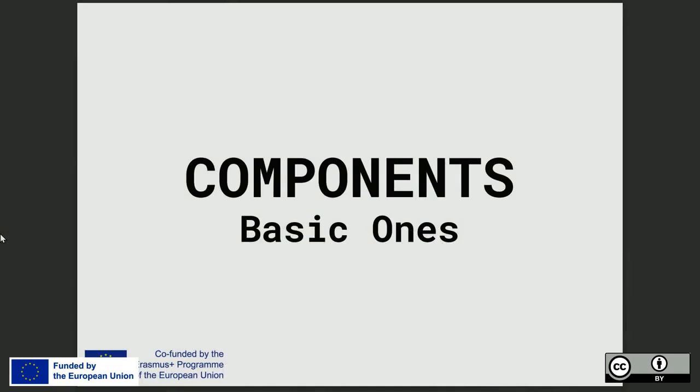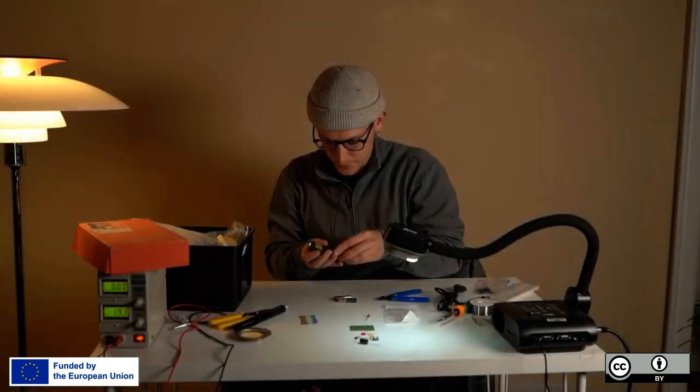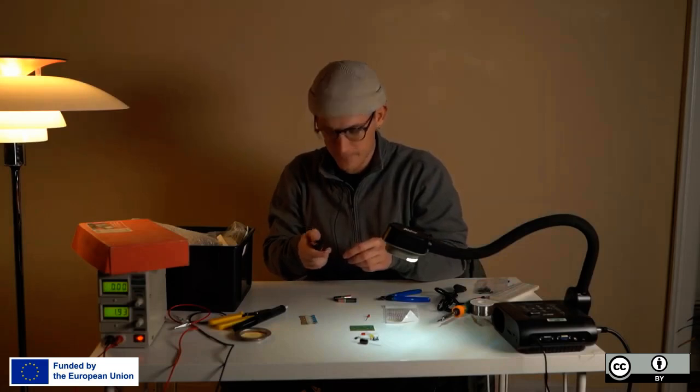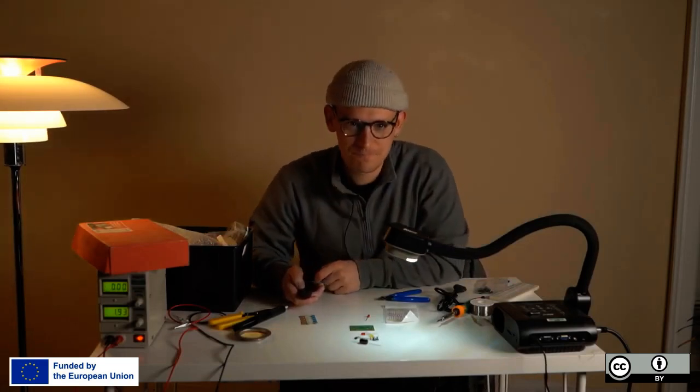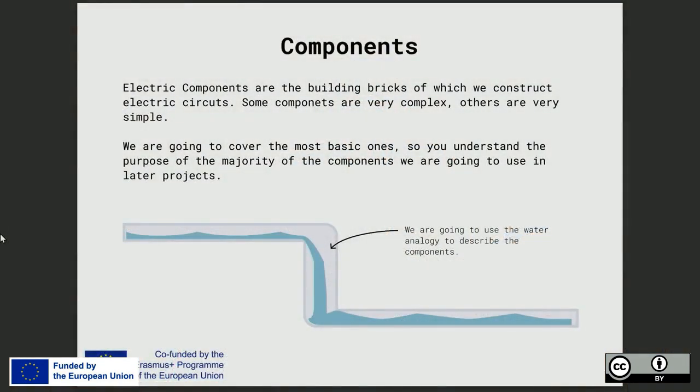Super. Good, then we're ready for the second half. Components. So again, we're going to use this water analogy. It's really useful. None of them are perfect, but it will allow us to understand what these different components do in relation to this electronic circuit.